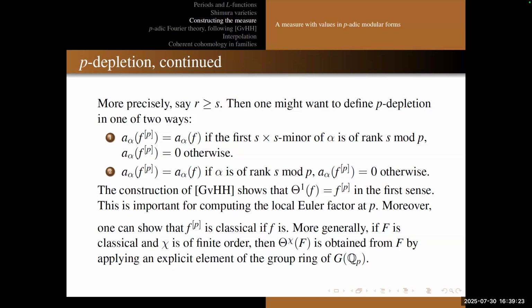expansions. But what you get in a very indirect way from this, which is definitely not obvious from the construction of Eischen et al., is that this p-depleted form is classical if F is. That's really important, because otherwise you're not sure that the p-adic integral I'm going to define actually specializes to Archimedean integrals. If you take a chi of finite order, then theta chi of F is obtained from your F by applying an explicit element of the group ring of the p-adic points of your group. So in other words, it could be defined over C as well as p-adically. It's the p-adic realization of a complex automorphic form.